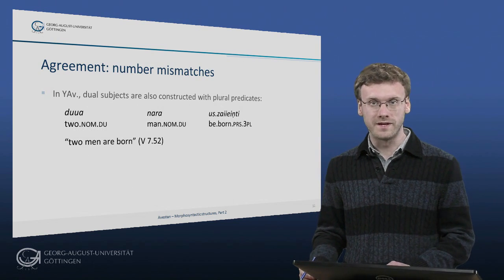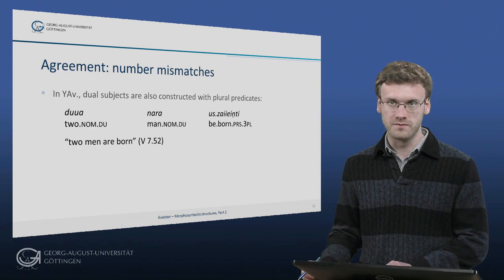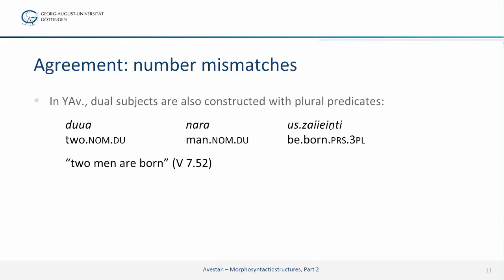Other than in Old Avestan, in Younger Avestan we also find mismatches between dual subjects and plural verbs, as in duua nara us hāyeṇti. Two men, nara, in the dual, are born, us hāyeṇti, but this time with a plural ending. So we get a mismatch between the plural verb and the dual subject.